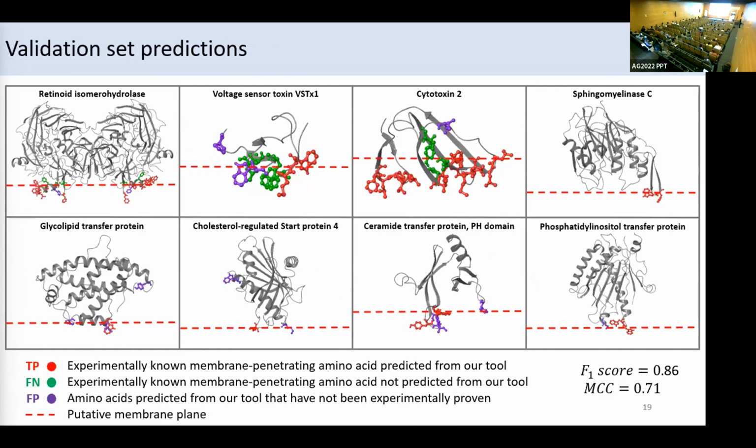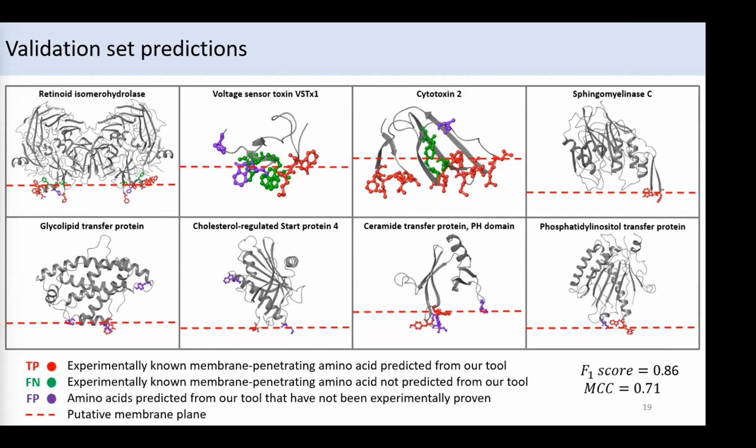Here we can see the results in the validation set. With red, we can see the amino acids that are experimentally known membrane-penetrating amino acids, which were also predicted by our tool, and these are the true positives. With green, we can see the false negatives, and with purple, the false positives.